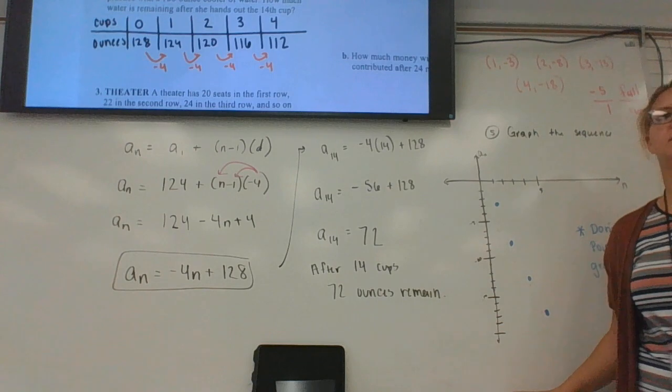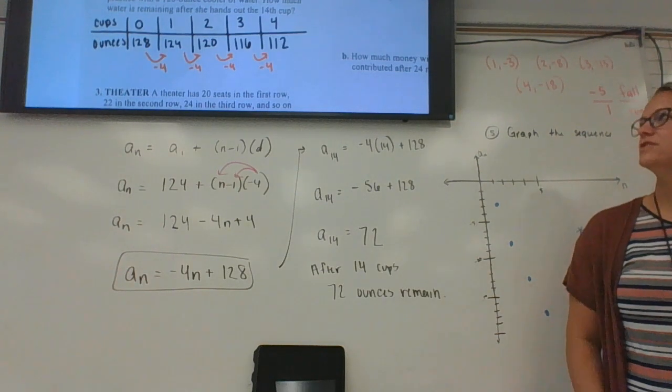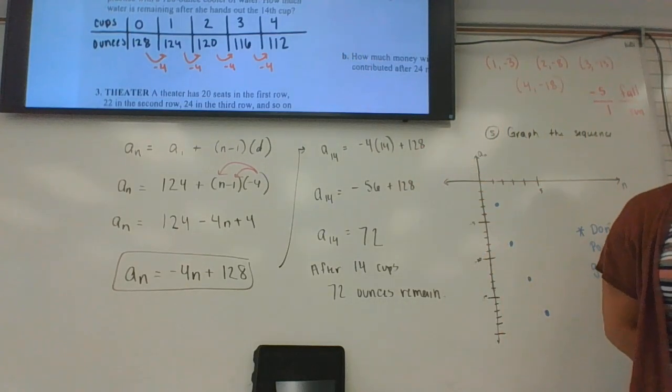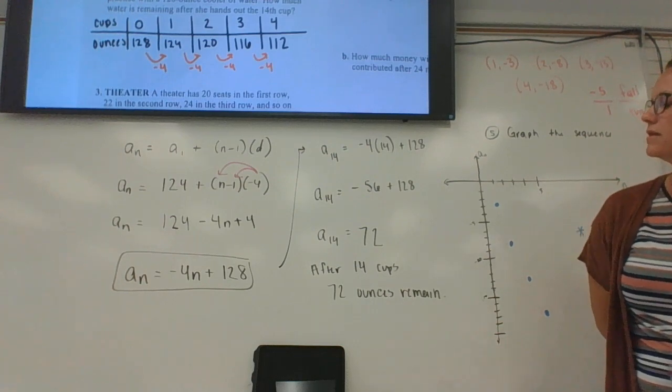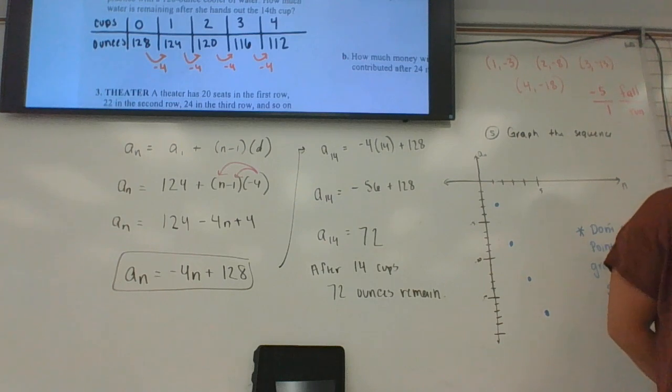Did anybody make the table longer? No? You did? Did anybody make the table long and get 72 when you got to 14? Oh, you did it? So write your answer in a complete sentence. After 14 cups, 72 ounces remain.